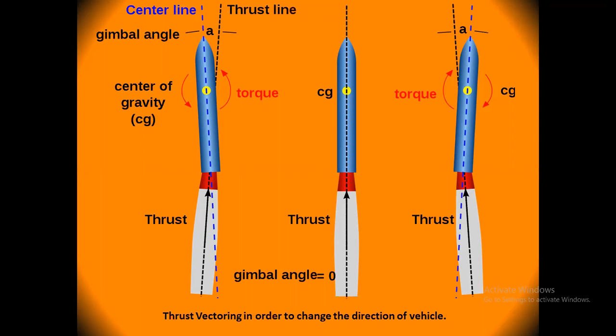So this is the thrust vectoring picture which you see. That is the center line. This is the thrust line. When a missile is launched, the nozzle moves around so that it comes to the position or it turns. There are side changes that take place. So to change the direction of the vehicle, it is very important that we take care of the thrust vectoring.